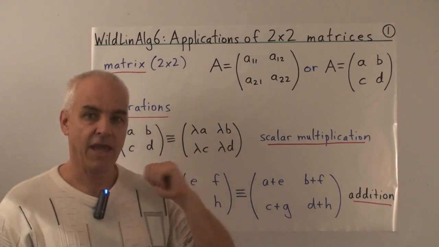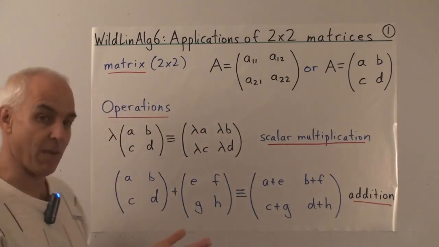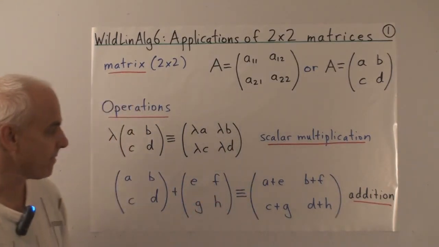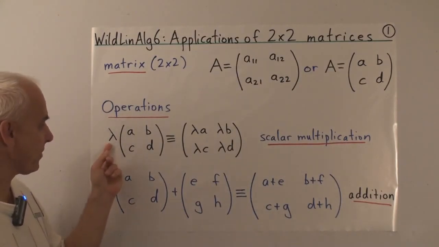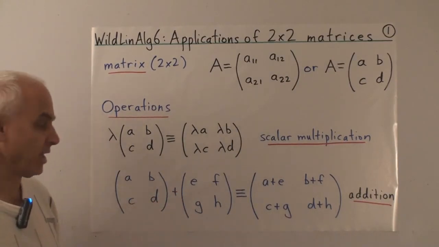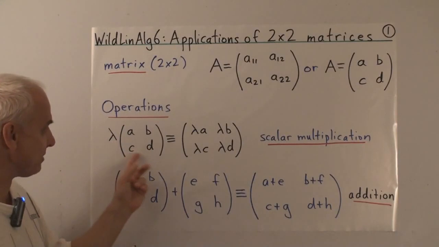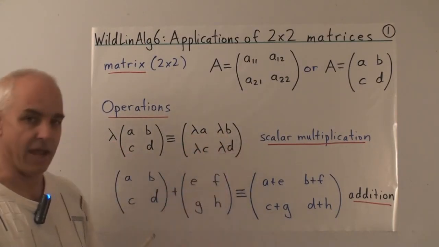2x2 matrices have various operations defined on them. And the two simplest operations are scalar multiplication and addition. So we define scalar multiplication in the following way. Lambda is a scalar or a number, like 5 or -3 or 4/5. And we define lambda times this matrix to be what we get when we multiply each of the entries by lambda.